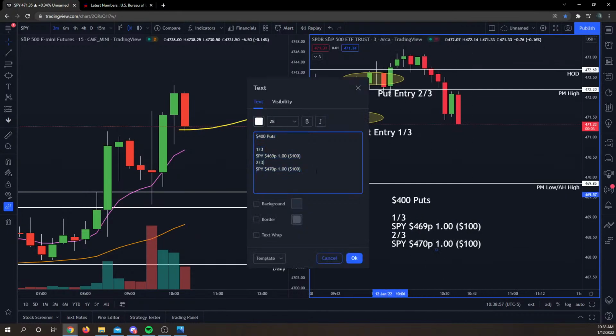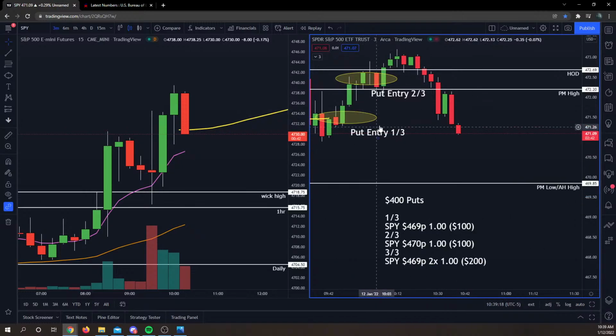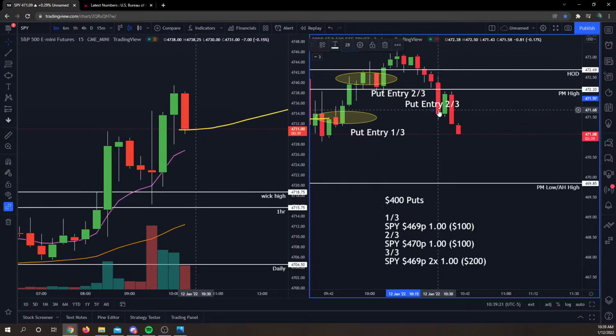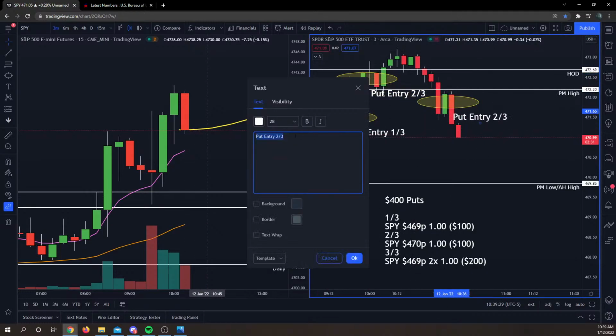So we'll write in our 3 out of 3. 3 out of 3, SPY. We'll say that this was a 469 put at $1. This was 2 of them at $1. So that was $200. Now all positions would be green. So this was our third point. Put entry would be 3 out of 3 right here.